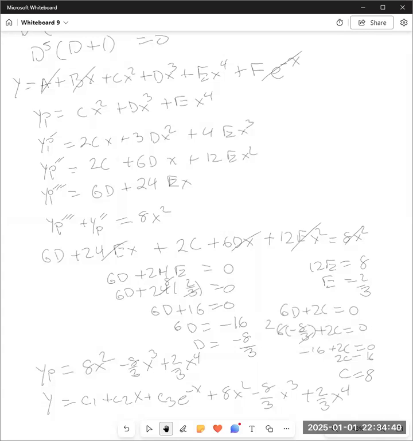Let's check that out. 8x squared minus 8/3 x cubed, plus 2/3 x to the 4th. All right, so there's your very simple ones where you have just a polynomial equation on the right-hand side, and you're just using that differential operator d, but you can see how useful it can be to eliminate the terms that you already have in your yc and know exactly what your yp needs to be.